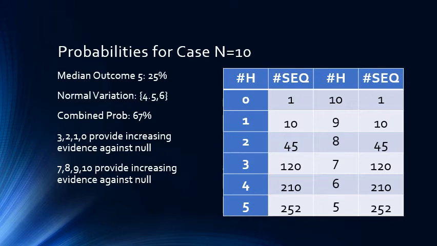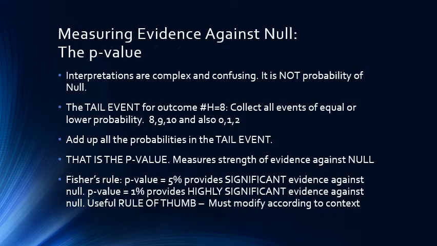Similarly, if you see 7, 8, 9, or 10 heads, these are also providing increasing amounts of evidence against the null hypothesis that the coin is fair. We have said that 7, 8, 9, 10 all provide evidence against the null, but how much evidence? Measuring the evidence against the null is done by the p-value.